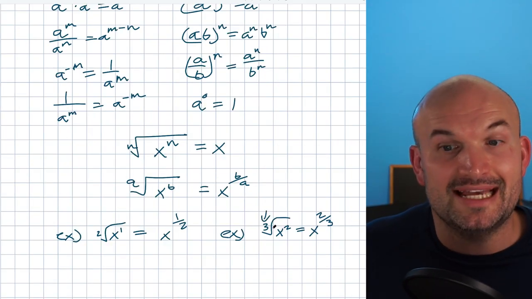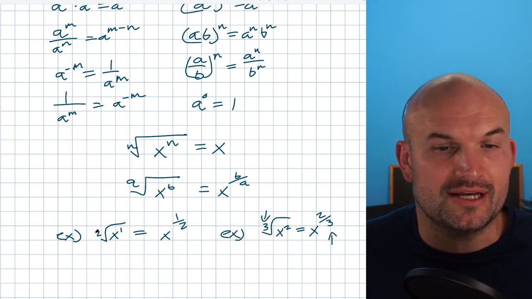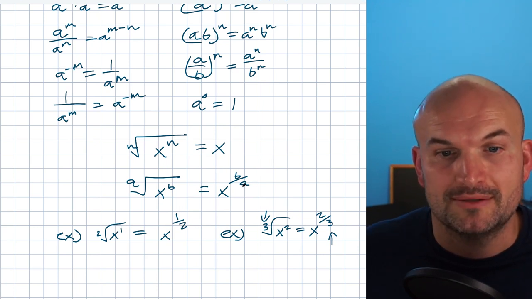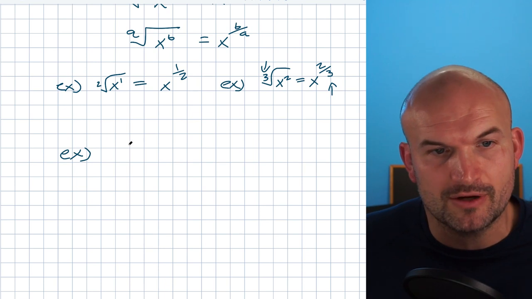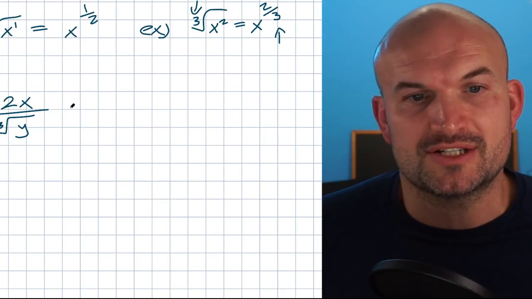Remember, the index is going to be the same as the base, okay? If you don't have an index written there, remember that's 2. If you don't have a power written there, remember we can always use that to be 1. So here's a quick little example of just kind of like what we did before. Like if I had 2x over the cube root of y, we know we need to rationalize the denominator.